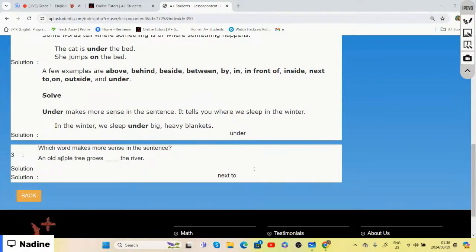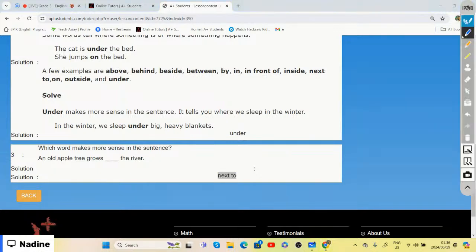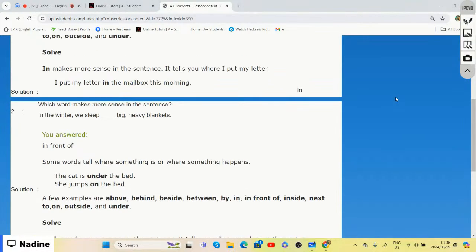And then an old apple tree grows the river. All right, so we can say that an old apple tree grows next to the river. So next to the river. All right, so now let's go to our test, right? We're going to our test.